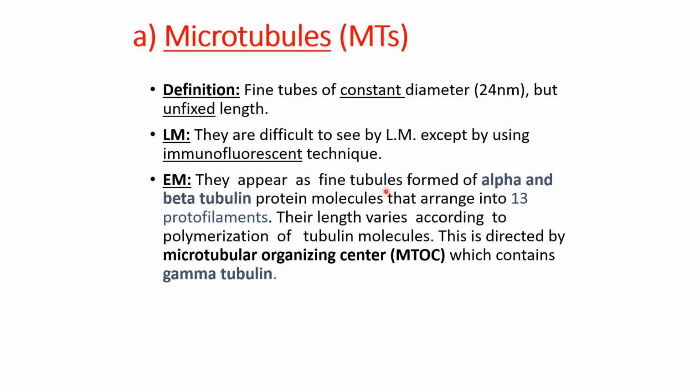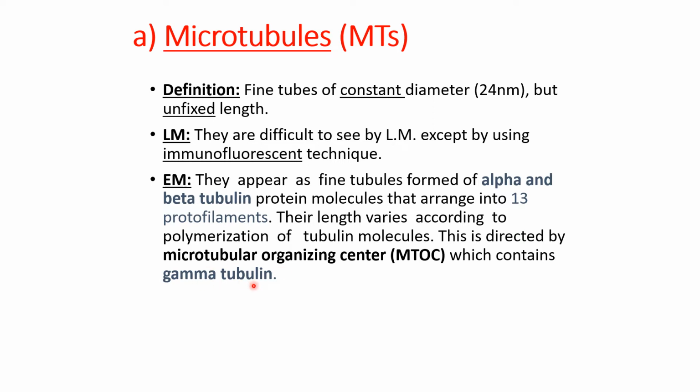By EM, they are fine tubules formed of alpha and beta tubulin, as we saw in the previous diagram. Alpha and beta tubulin join together and each form the protofilaments. 13 protofilaments form the microtubule. The length varies according to the polymerization of the tubulin molecule. The diameter is constant, but the length depends upon the polymerization and depolymerization of the tubule. This is directed by Microtubular Organizing Center, or MTOC, which contains another type of tubulin known as gamma tubulin.